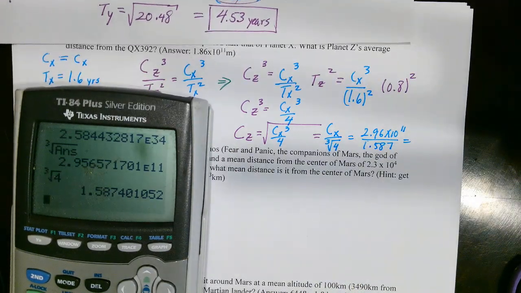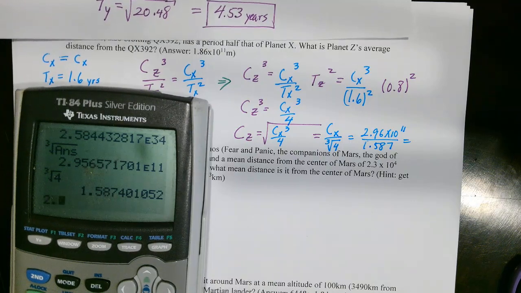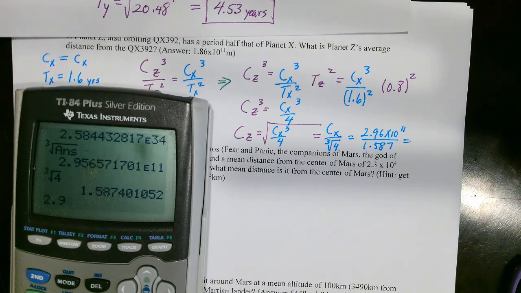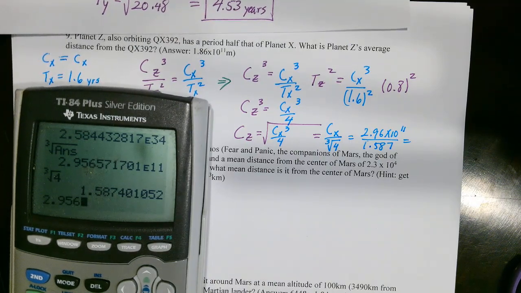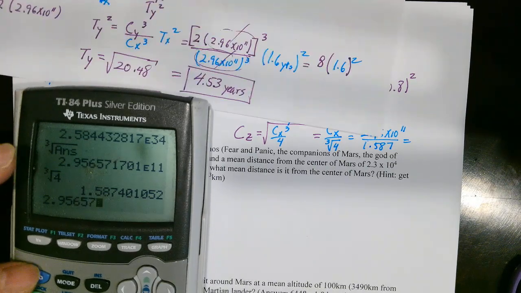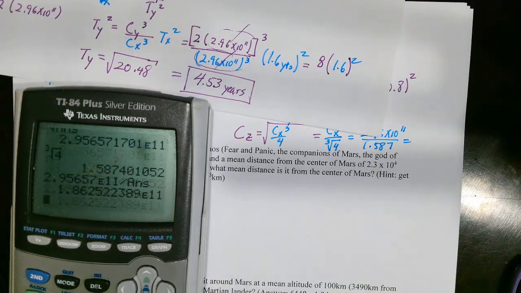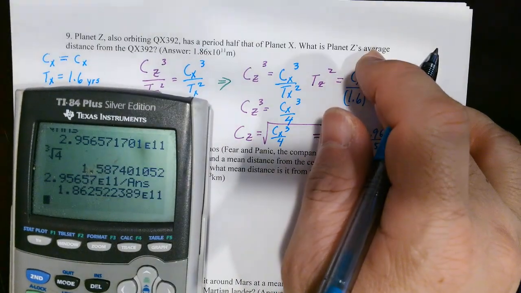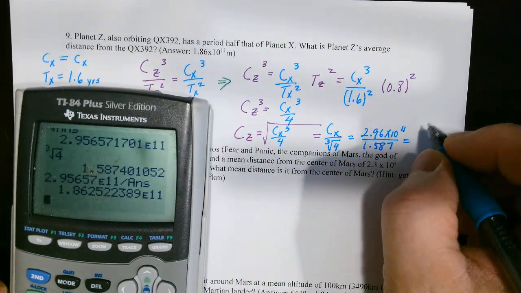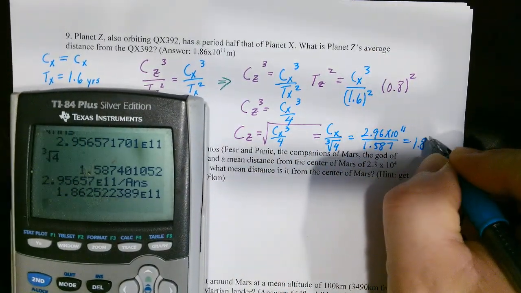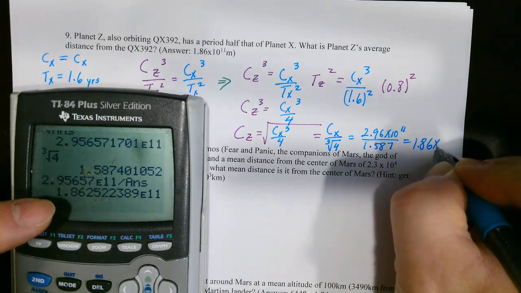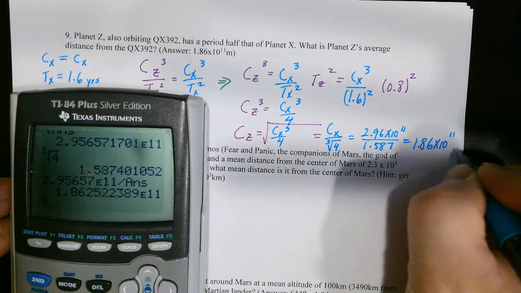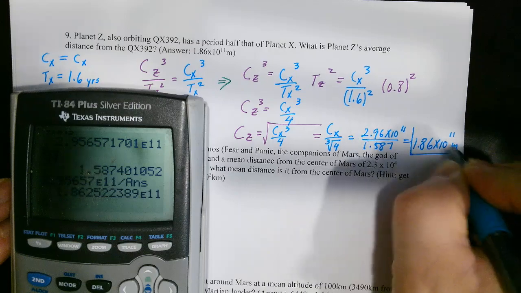Right, so you get 2.95657 E 11, divide that by 1 point whatever, and I get 1.86 times 10 to the 11th meters.